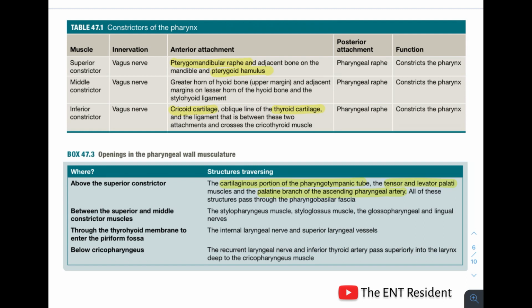Now, through the gap between the superior and the middle constrictor pass the four structures I already told you. Then through the thyrohyoid membrane, the internal laryngeal nerve and the superior laryngeal vessels pass. And lastly, below the cricopharyngeus, the recurrent laryngeal nerve and the inferior thyroid artery pass superiorly into the larynx. So these are the four openings we find in the pharyngeal wall musculature and the different structures that pass through them.